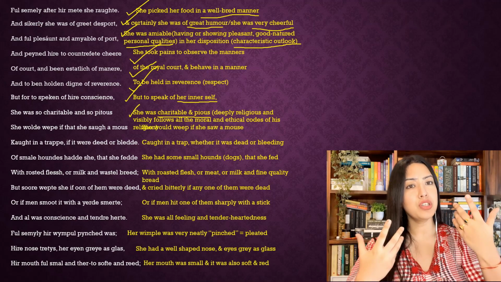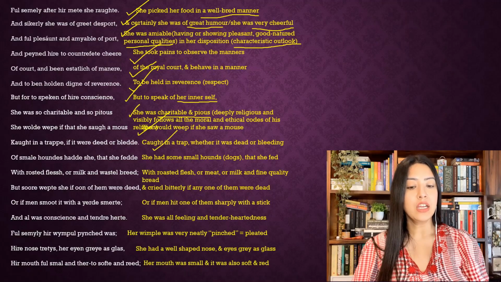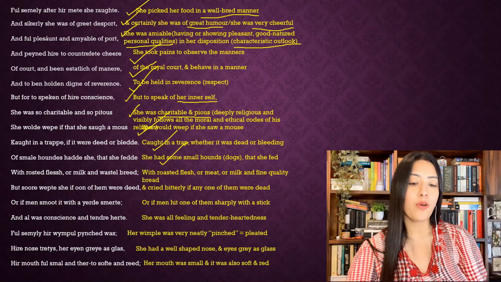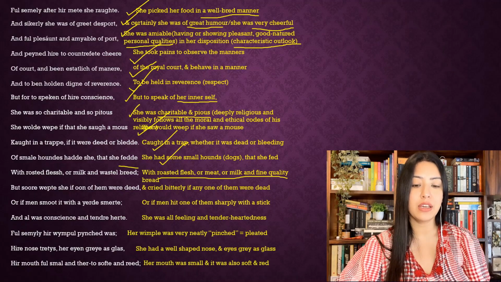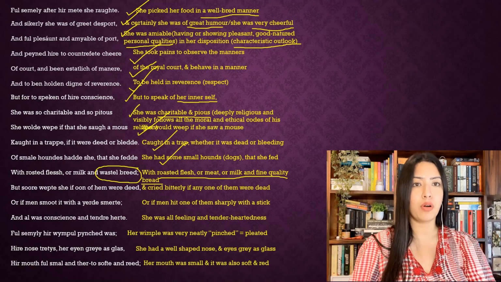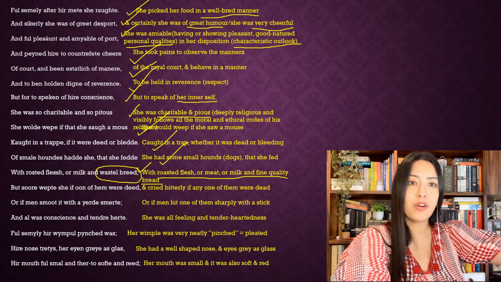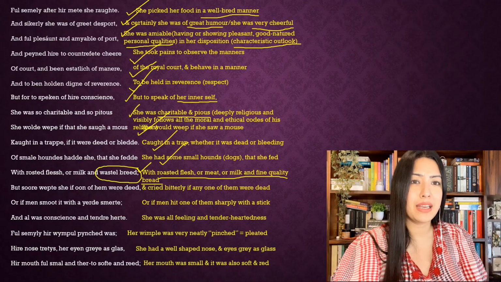She used to weep whenever she saw a mouse caught in a trap, whether it was dead or bleeding. She had some small hounds or dogs that she fed with roasted flesh or meat or milk and fine quality bread, wastel bread, okay, over here. So, you know, she was charitable, she was religious, she was very ethical and moral. But where did she direct that morality? If a mouse would be caught in a trap, she would cry. If it would be dead, or even if it would be bleeding, she would cry.